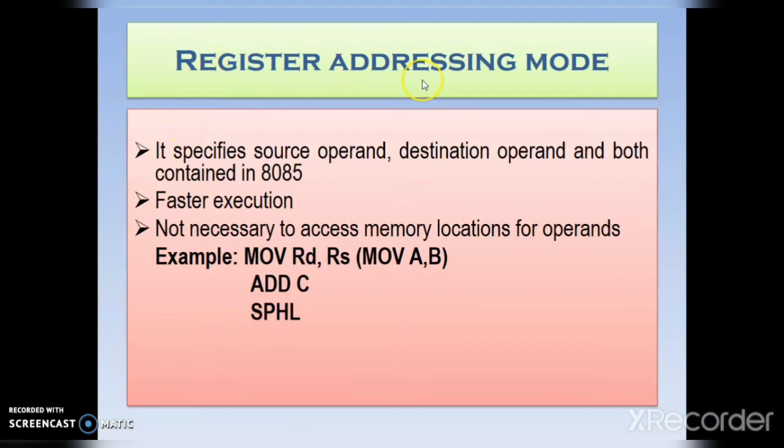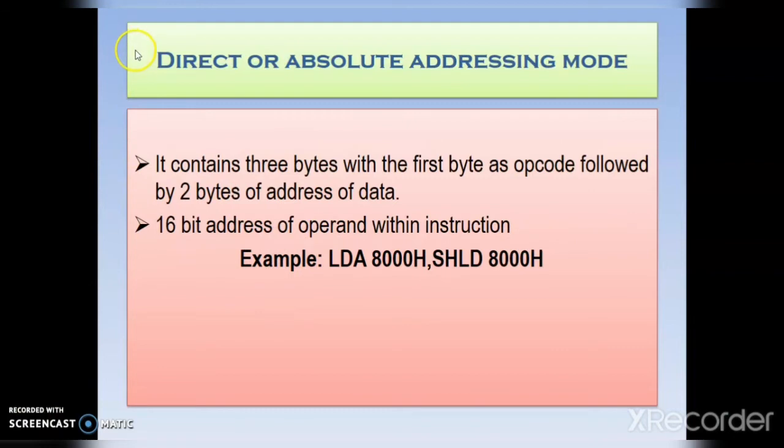So register addressing modes means it has source, destination and both source and destination. So in register addressing mode, we have to consider either register or register pair. So it moves the contents of source to destination. This is the function of register addressing mode. And next one is direct addressing mode.